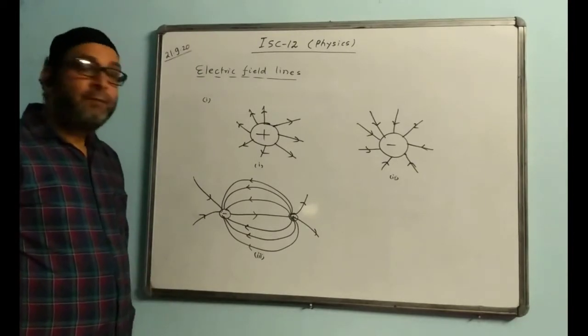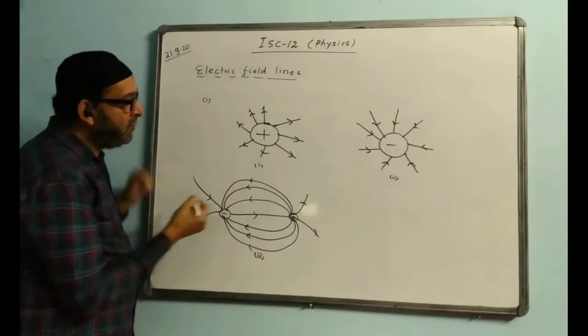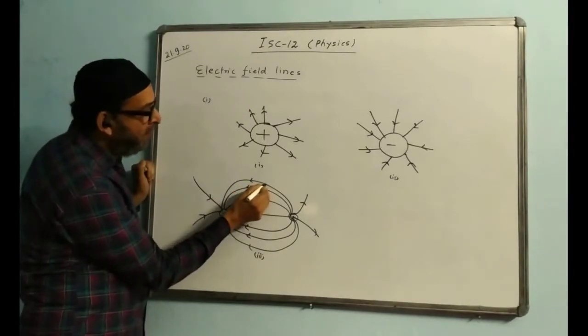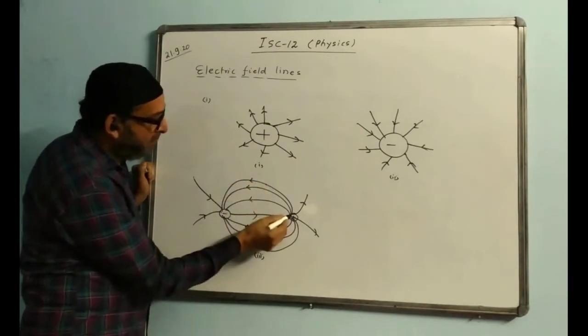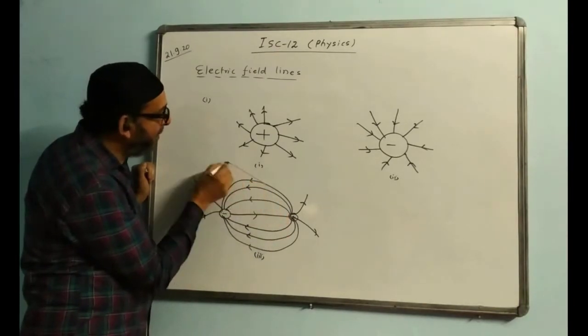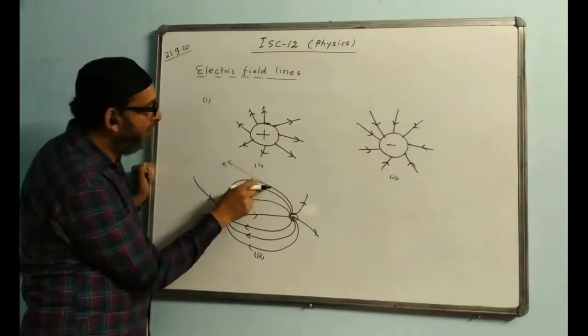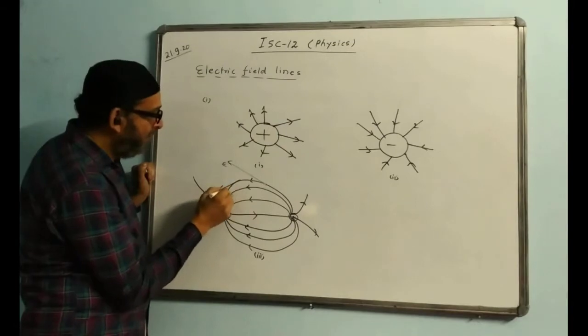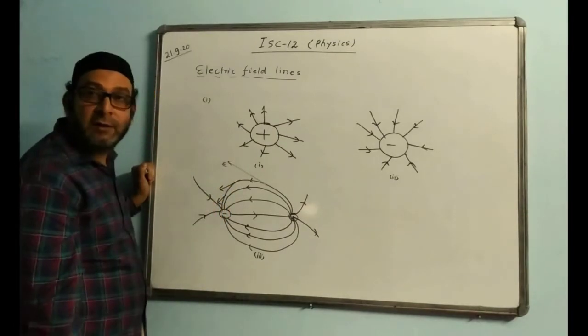Now, what is the significance of field lines? As I told you, suppose there is a point P over here. If you draw a tangent at this point, where the curve is coming like this, this tangent will be the direction of the electric field at this point. Here it will be like this, here it will be like this. So at that point you have to draw the tangent.